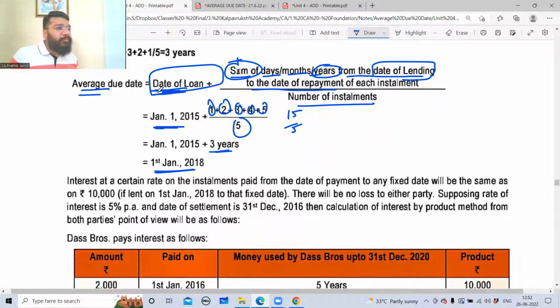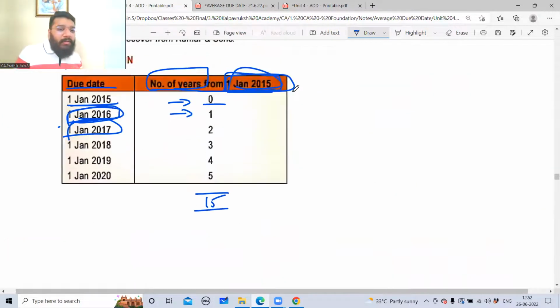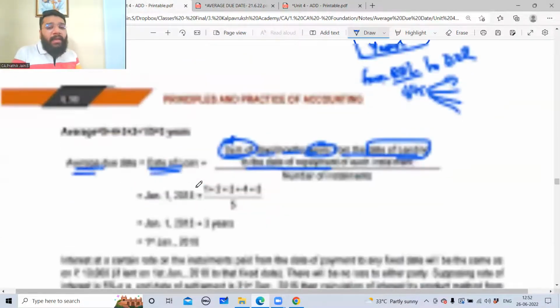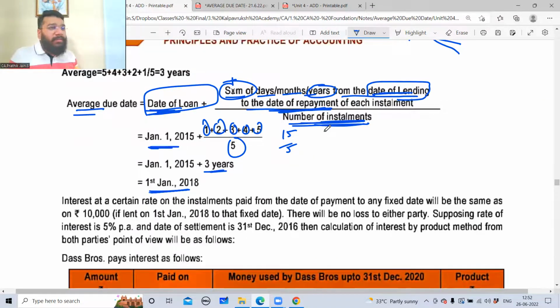It says that date of loan plus I want the sum total of years. Which years? Those years coming from the date of lending to date of repayment. So number of years from base date. Base date here will be the loan date. So get the years, do the total of that. That total years divided by number of installments given in the question. You will get the number of years after which, even if you make the payment, the interest is not compromised. So that due date is 1/1/18.